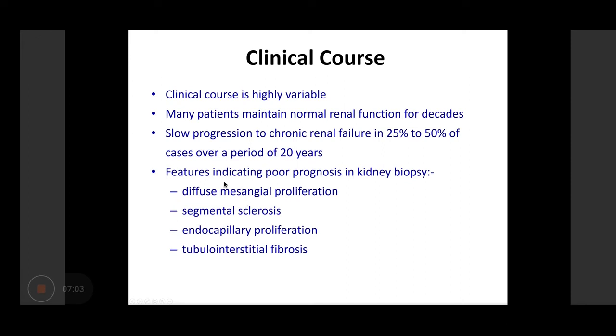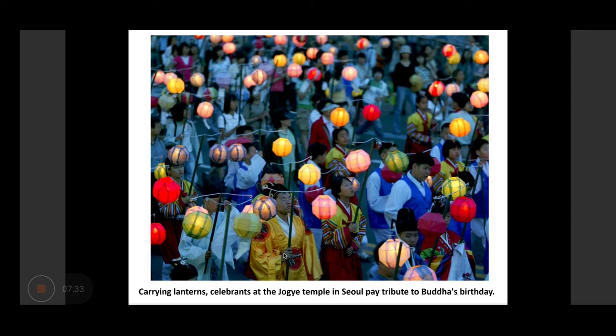In patients with a poor prognosis, the kidney biopsy can indicate it by different features, which include diffuse mesangial proliferation, segmental sclerosis, endocapillary proliferation, and tubulointerstitial fibrosis. So if any of these four features are present on microscopy, this indicates that our patient is going to have a poor prognosis and will rapidly progress to develop chronic renal failure. This is the end of IgA nephropathy.